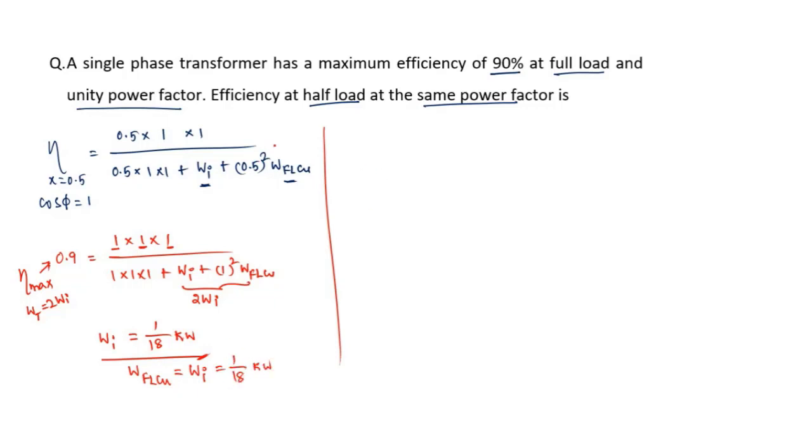Now, if you substitute in this equation, you'll get 0.5 divided by 0.5 plus 1 by 18 plus, so 0.5 square is 1 by 4 into 1 by 18. So solve this, and you'll get the answer. That's the efficiency of the transformer. I hope it is clear. So you need to find out the corresponding losses and then substitute, so that you'll get the answer.